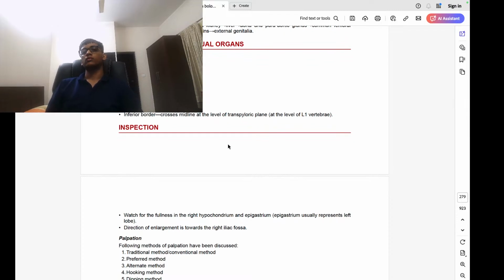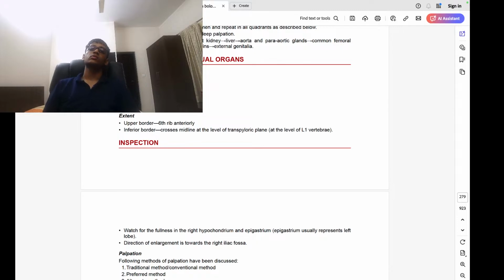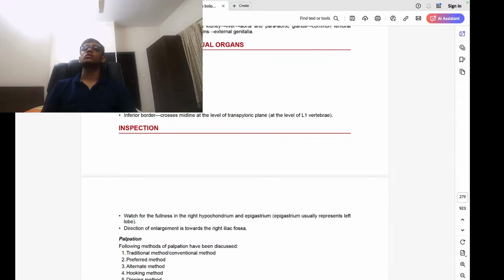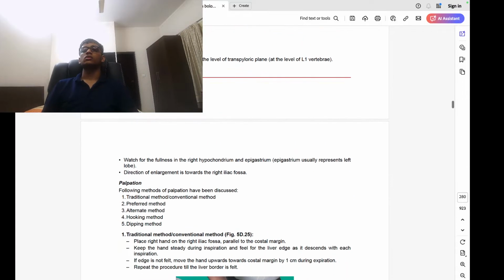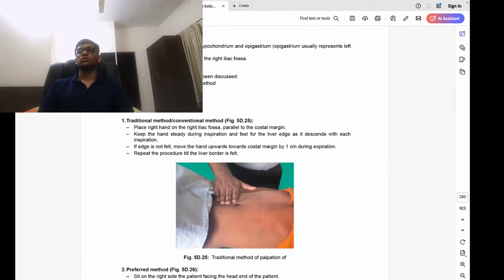So, examination of individual organs, palpation and percussion of the abdomen. The following scheme is suggested for palpating the abdomen, which we have already talked about. Then examination of individual organs, examination of the liver. Location: right hypochondriac, epigastric, and left hypochondriac regions. Extent: the upper border is the sixth rib anteriorly. The inferior border crosses the midline at the level of the transpyloric plane at the L1 vertebra, and laterally maybe L4 L5.